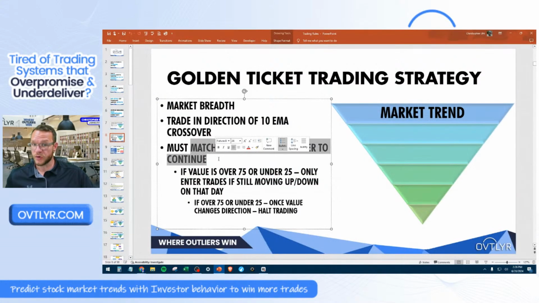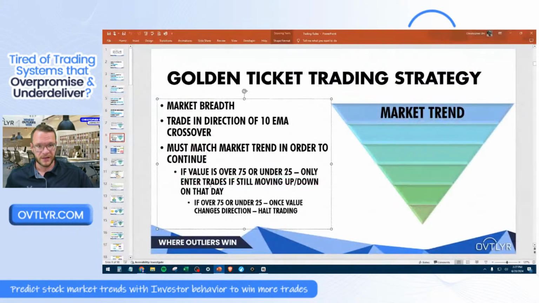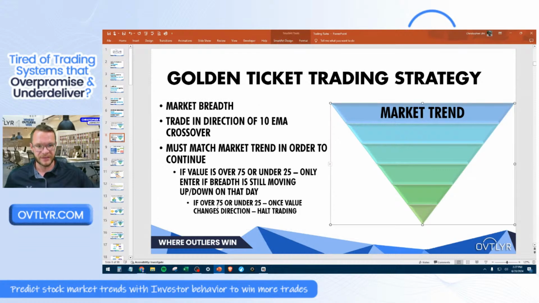It must match the market trend in order to continue, right? So if we're going to go bullish, we don't want to be going bullish when this is moving down. We're going to go bullish when this is crossing up as of today. Now, there are a couple extremes that I wanted to mention. If it's over 75 or under 25, only enter if breadth is still moving up or down on that day. If it's over 75 or under 25, once the value changes direction, halt trading.